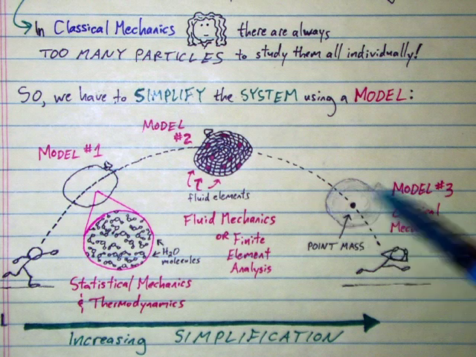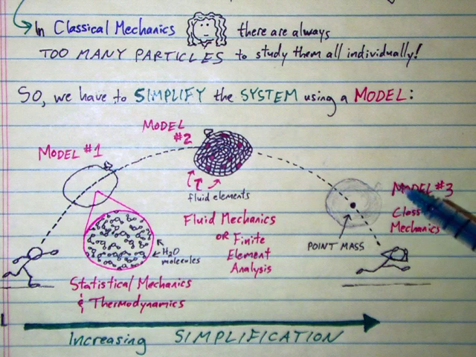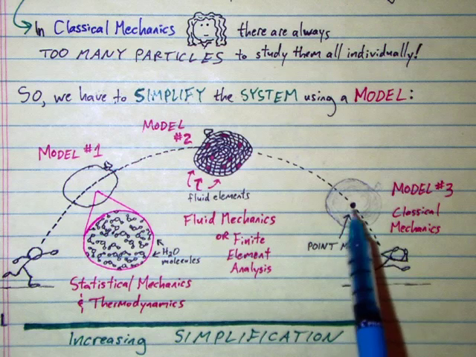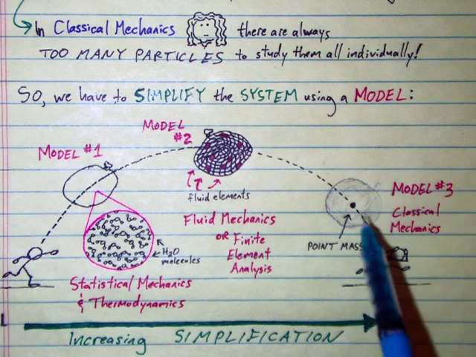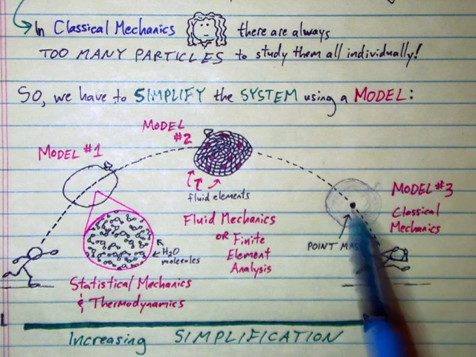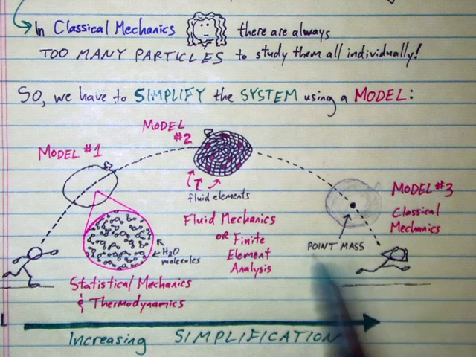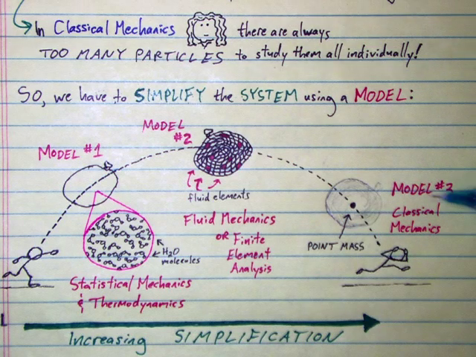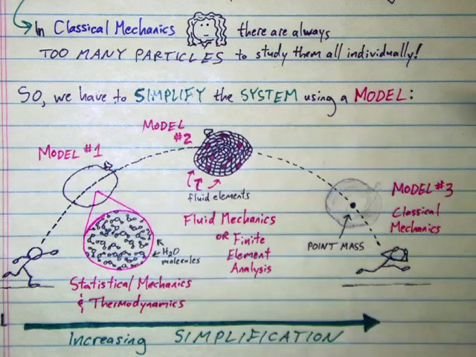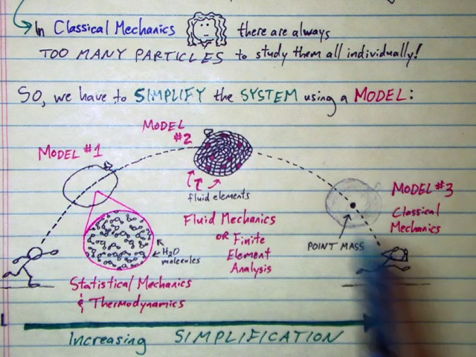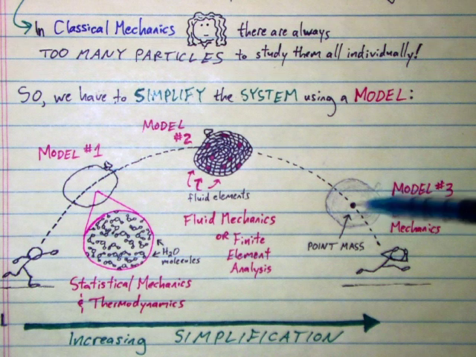We're going to take our entire balloon and treat it as a single point. We're going to treat the whole balloon, all those zillions of molecules, as a single object, a single particle. We'll call it a point mass. And for lack of a better term, we could call this model just classical mechanics. This is the model that we're almost always going to use. We'll take a very complex system here and treat it as though it were a single particle. Now, where should that particle be located?